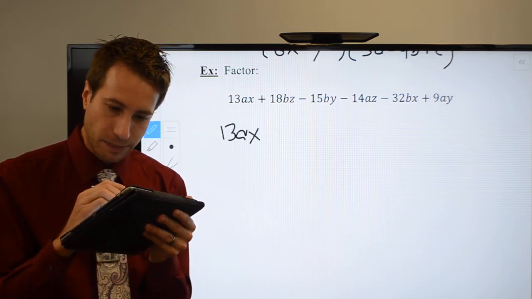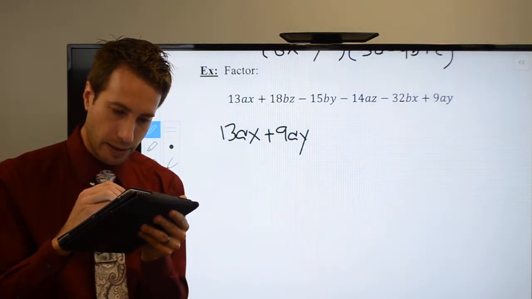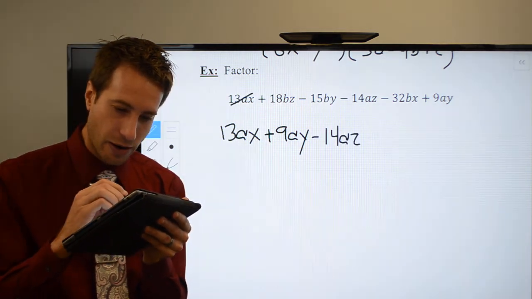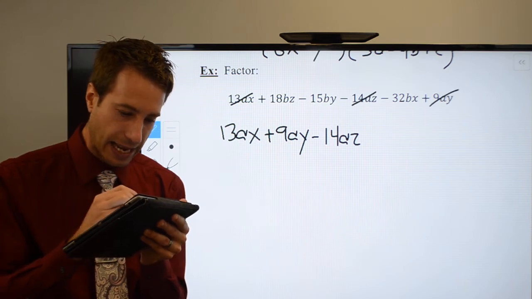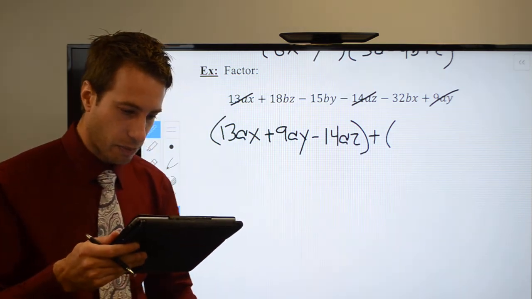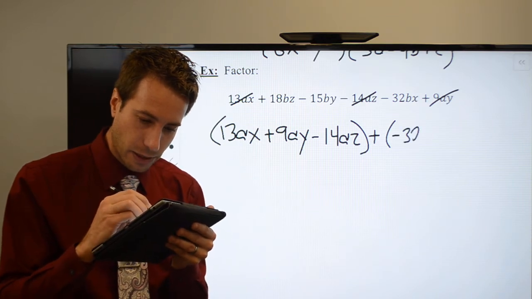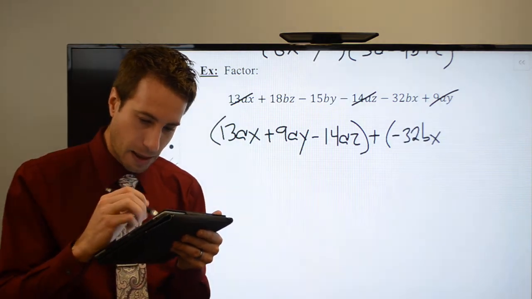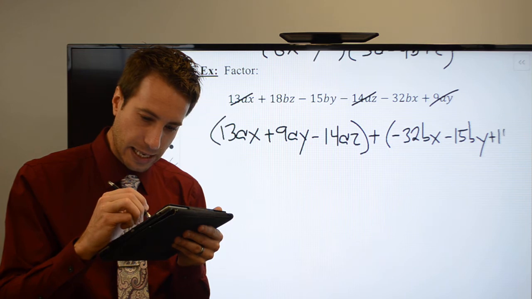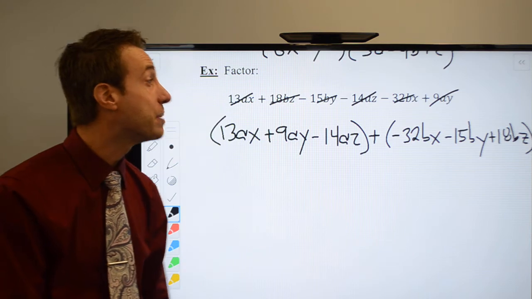13AX plus 9AY minus 14AZ. Okay, so that takes care of everybody that's got an A in it. Then my B's. Okay, so it's going to be minus 32BX minus 15BY plus 18BZ. That takes care of everybody that has a B in it.